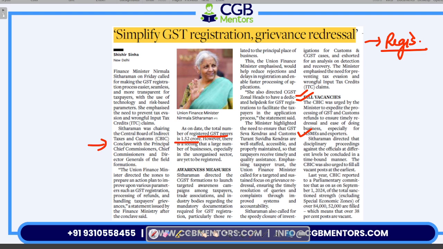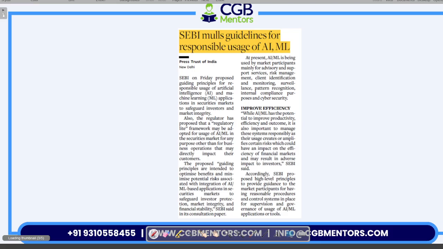This particular data has been given where the CBIC has reported in the parliamentary committee that right now, as on September 1st, 2024, the total sanctioned strength is 84,000, out of which 52,000 are filled, and there are 38% posts which are vacant. Okay, so many posts are vacant, so that is why CBIC has been instructed to fill up all these posts so that we can improve with the GST, right?